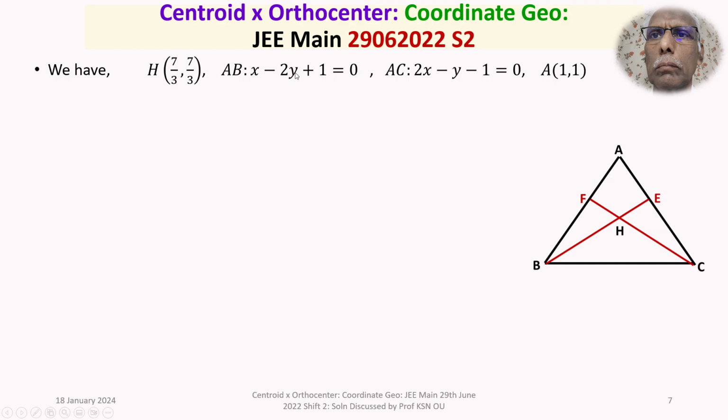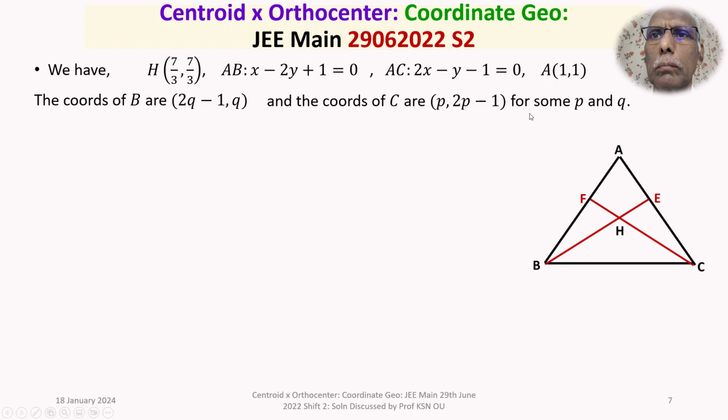Suppose you take y equal to q, then x will be 2q minus 1. So the coordinates of B you can take as (2q minus 1, q) for some q, which we have to find out. Similarly for AC, you take x equal to p, then y will be 2p minus 1. So the coordinates of C will be (p, 2p minus 1) for some values of p and q which we have to determine.